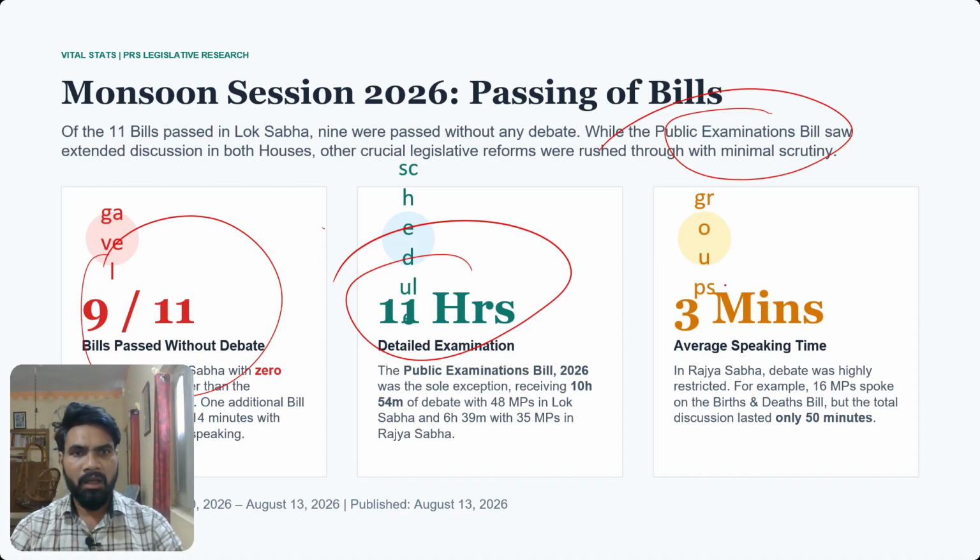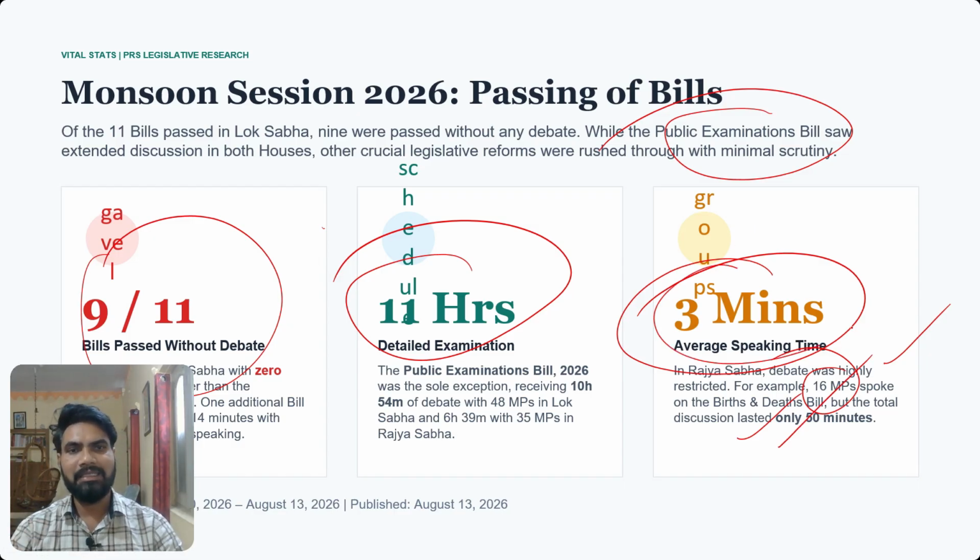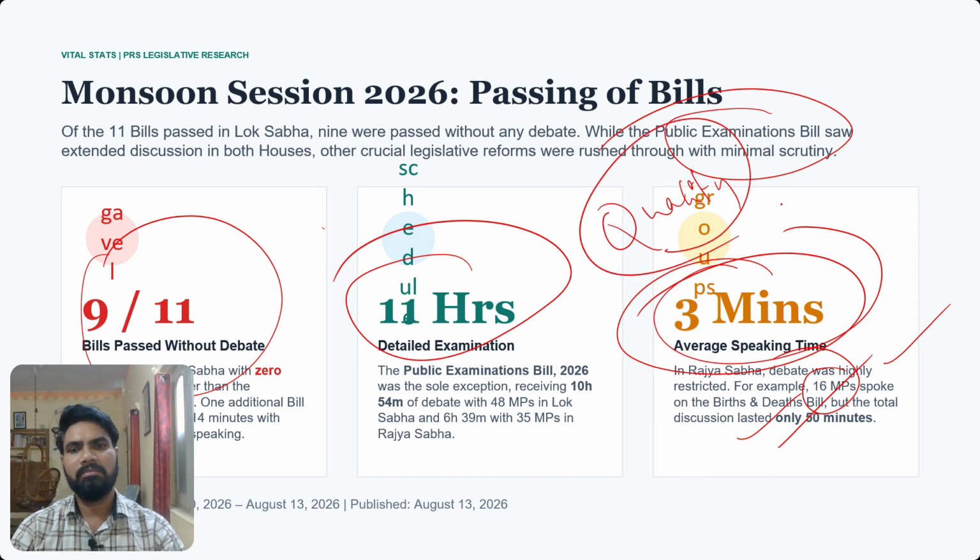Now the average speaking time in Rajya Sabha. Debate was highly restricted. For example, 16 MPs spoke on the Births and Deaths bill, but the total discussion lasted only 50 minutes. So the average per member of parliament is just 3 minutes. In 3 minutes, what can a member of parliament speak? Can he or she raise important points and issues? Will the honorable members have that opportunity? No. So the point I'm trying to make, once again, is that quality is missing. That is the problem.